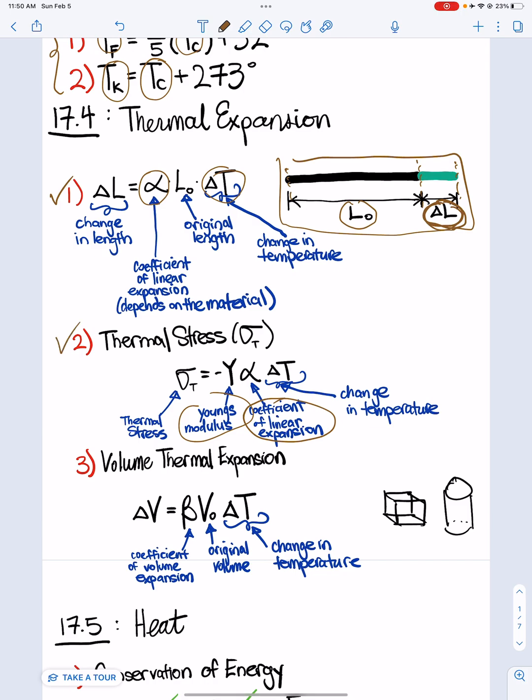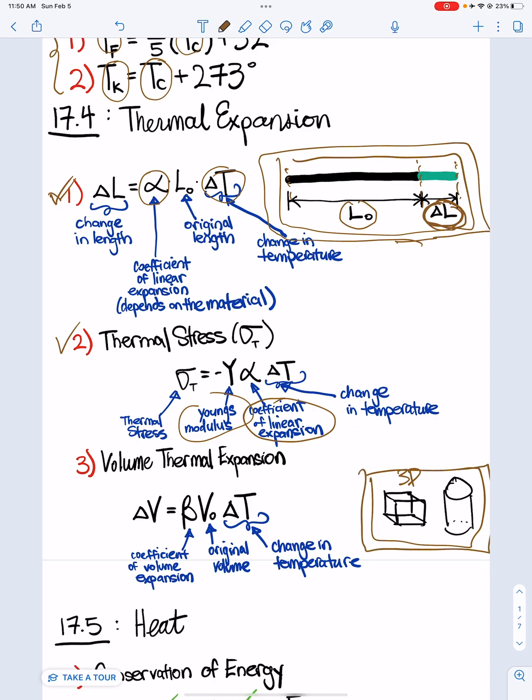And the last formula for 17.4 that I found important is volume thermal expansion. And that is very similar to the linear thermal expansion, the first formula, except that now we're working with 3D. And this is now in 3D, right? This is not in 3D. This is not in 3D. This is in 3D. That's volume.